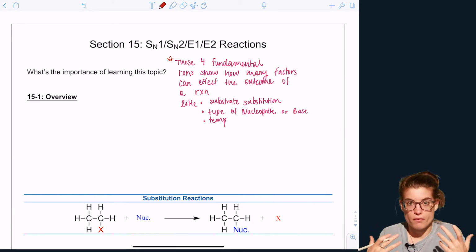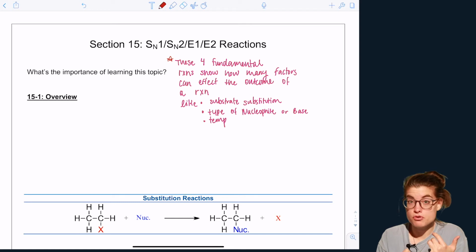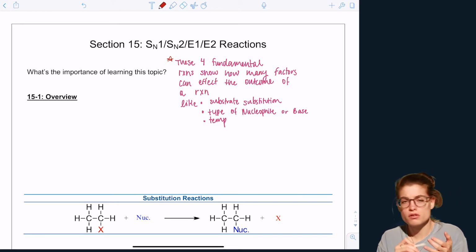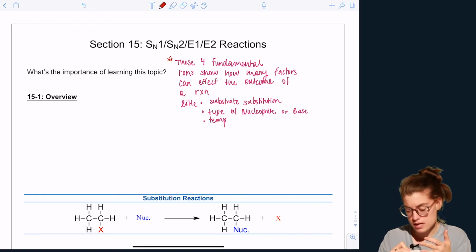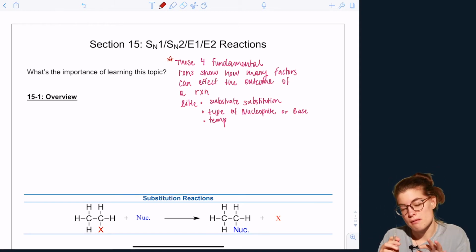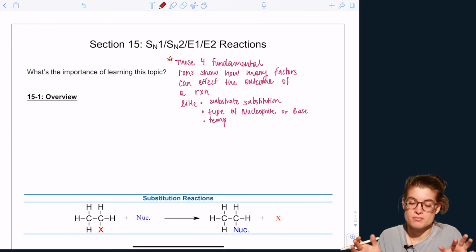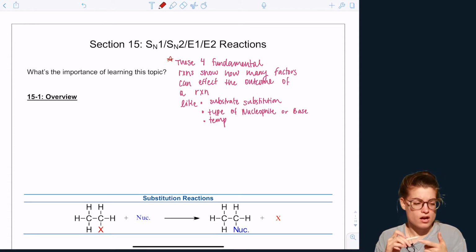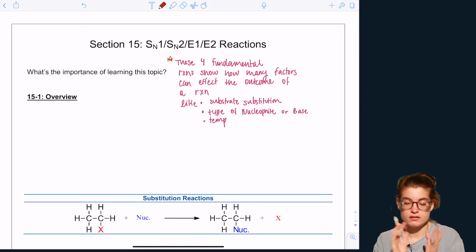So for example, you need to be looking at substrate substitution, type of nucleophile. Do I have a nucleophile or base? Is it strong? Is it weak? What's my temperature sometimes? Although we're not going to talk about temperature because it's usually just such a small detail. What's my solvent? What is my leaving group? Lots of different things, and they all contribute.